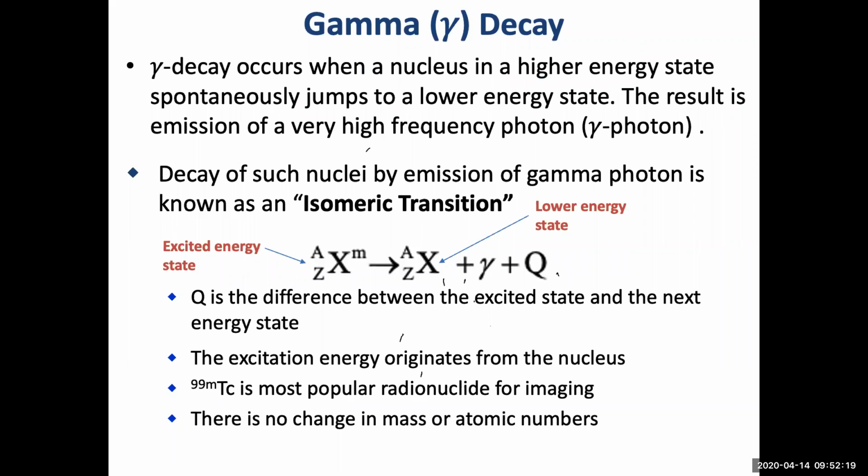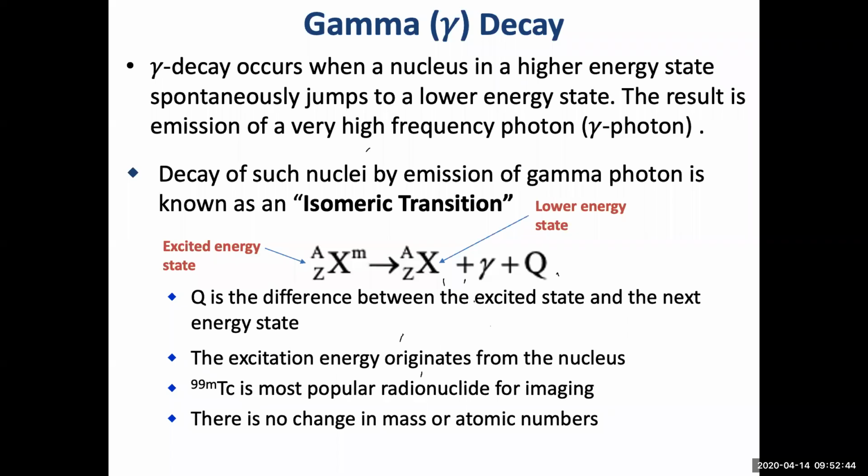The next decay is the gamma decay. Gamma decay occurs when a nucleus in a higher energy state spontaneously jumps to a lower energy state. The result is the emission of a very high frequency photon, or we can say a gamma photon because it is from the nucleus. Decay of such nuclei by emission of a gamma photon is known as an isomeric transition.